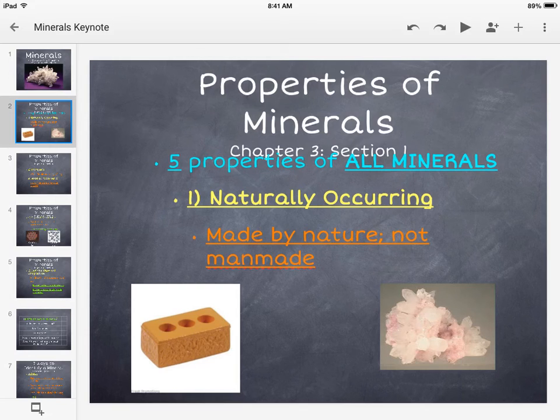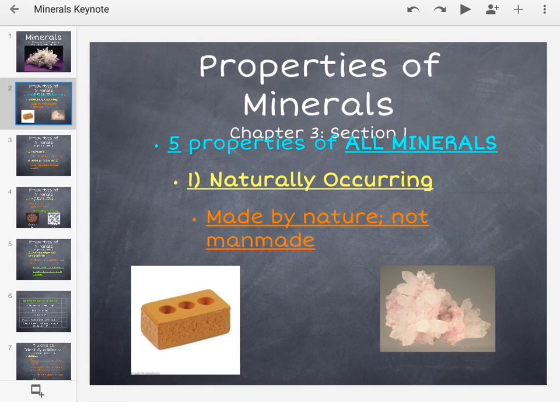So let's get started. There are 5 properties of all minerals that they all have in common. The first one is that they're naturally occurring. So what that means is that they're created in nature, found in nature. It's not made in a lab or synthetically. So these are all naturally occurring.